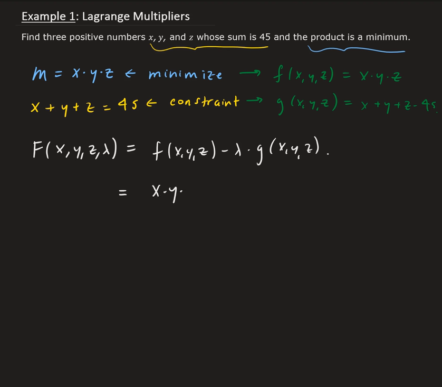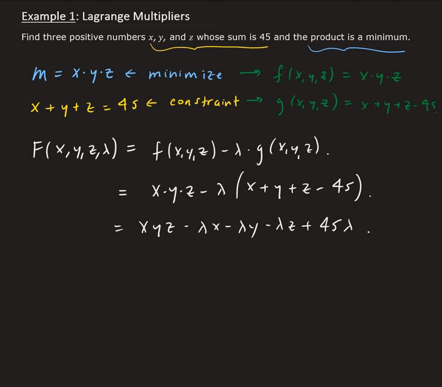So we're going to have x times y times z minus lambda times x plus y plus z minus 45. So this is going to be xyz minus lambda x minus lambda y minus lambda z plus 45 lambda. Okay, so now we want to take our partials.